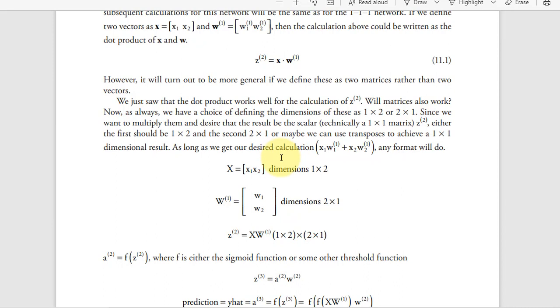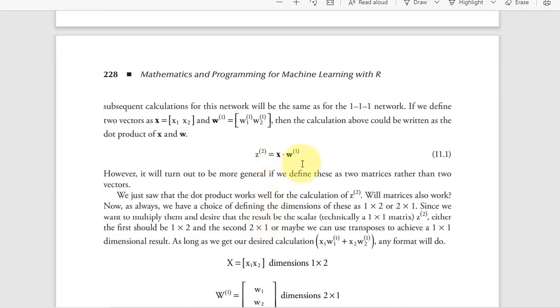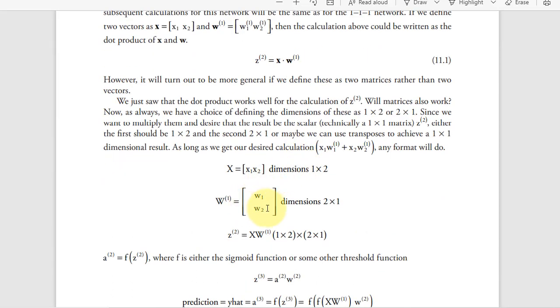Now, we could also call them matrices. If we call this a matrix x1, x2, and we call W1 this matrix here, the dimensions of this are 1 by 2, and the dimensions of this are 2 by 1, and we can therefore multiply x times this w. That's a 1 by 2 times a 2 by 1. That works, and that will give us Z2 just as well. So we could express it as a dot product or as a matrix product, and we're going to stick generally with the matrix product representation.